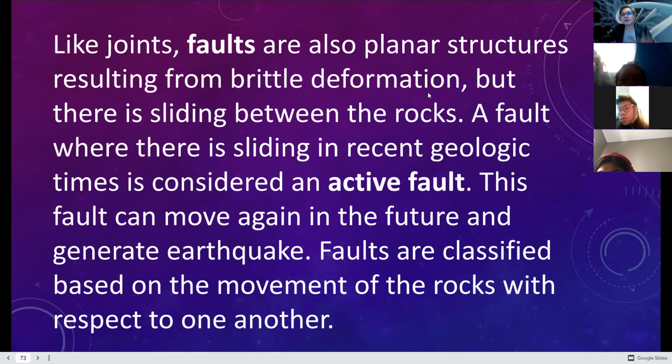Remember that there are a lot of causes of earthquakes, right? One of these is the movement of the tectonic plates, or faulting, okay? This fault can move again in the future and generate earthquakes. Faults are classified based on the movement of rocks with respect to one another. They are named based on their movement.